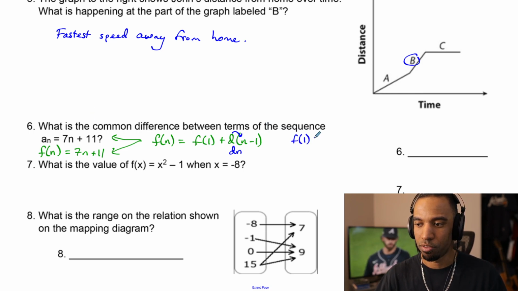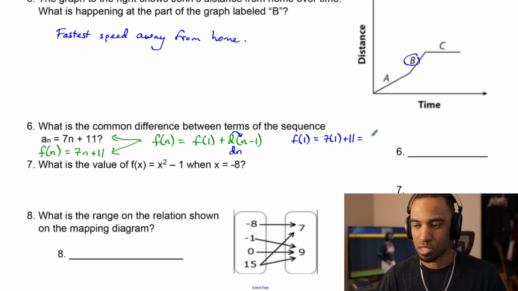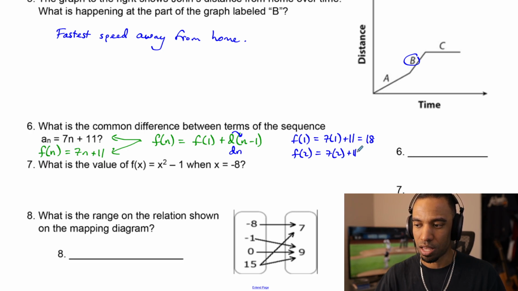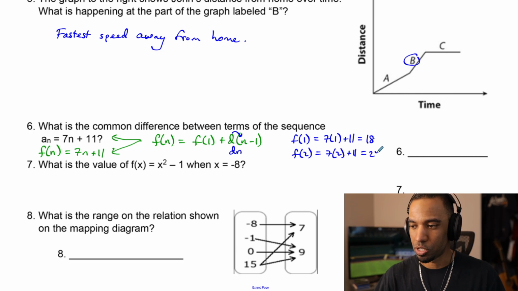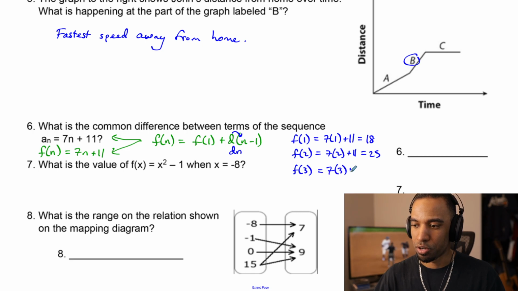What is the value of the first term? That's 7 times 1 plus 11, which is 7 plus 11, which is 18. What's the value of your second term? That's 7 times 2 plus 11, or 14 plus 11, which is 25. What's f of 3? I'm just going to do this last one. The value of the third term is 21 plus 11, that's 32.